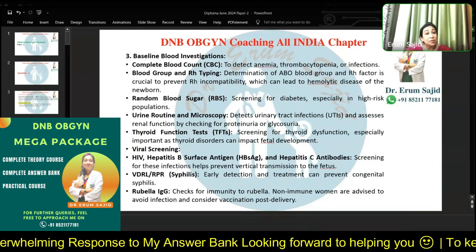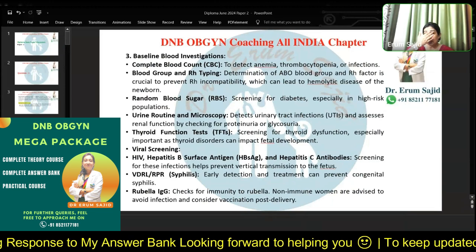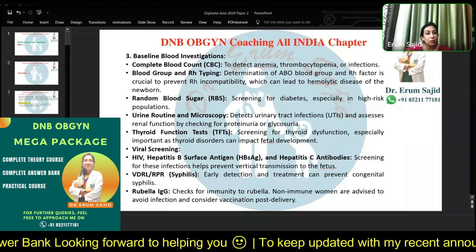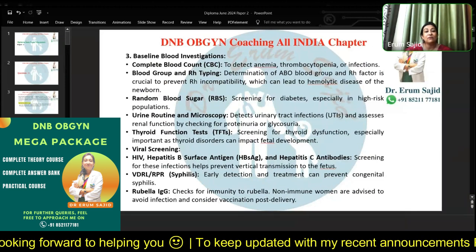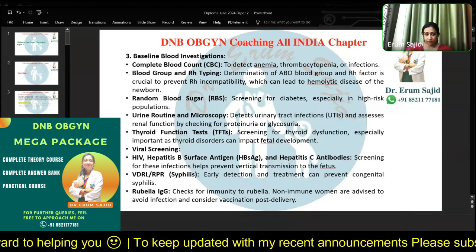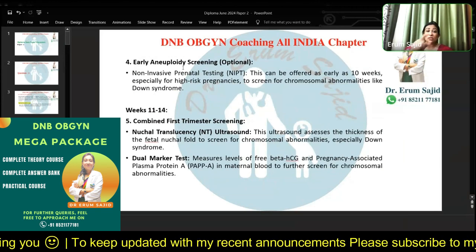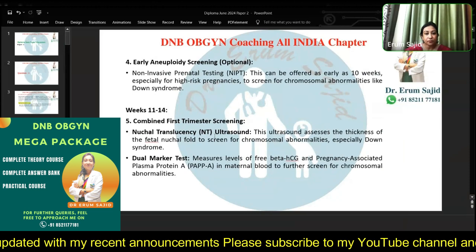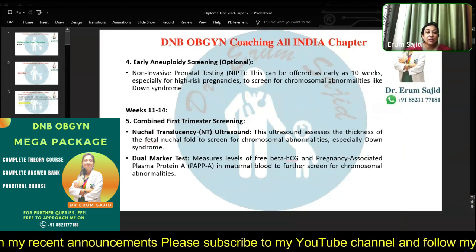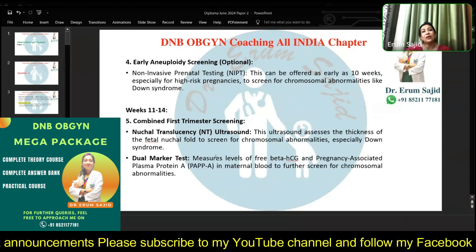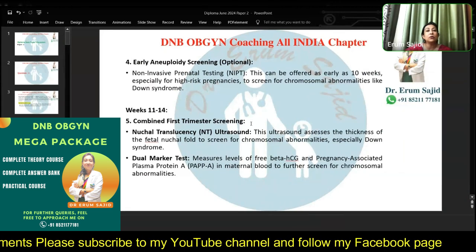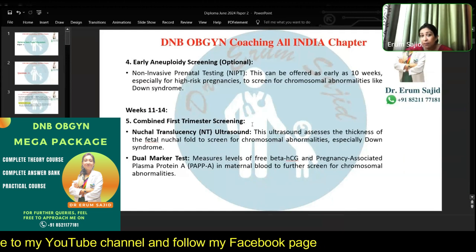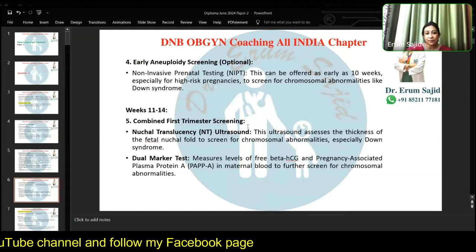Then the baseline blood investigations, okay? That was the major modality. Now the CBC, grouping, RBS, urine routine, PFTs, and viral screening, right? Now this is optional, but you mostly go in for a combined first trimester screening, in which you combine the NT and NB, the single ultrasound with the dual marker. And then, of course, they also compute the maternal age. And this is how you get the integrated marker of the first trimester screening, correct?